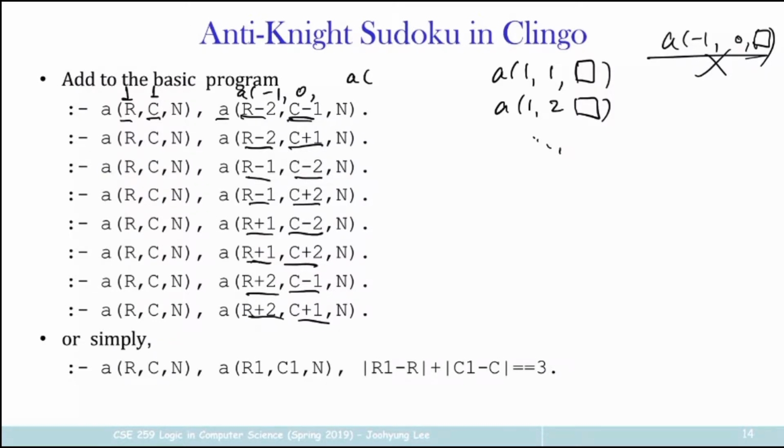Now the question. Are they equivalent? I said that you can add either 8 rules or maybe you can add this rule. But do they really do the same thing? Do they constrain the problem in the same way? Do they have the same meaning?